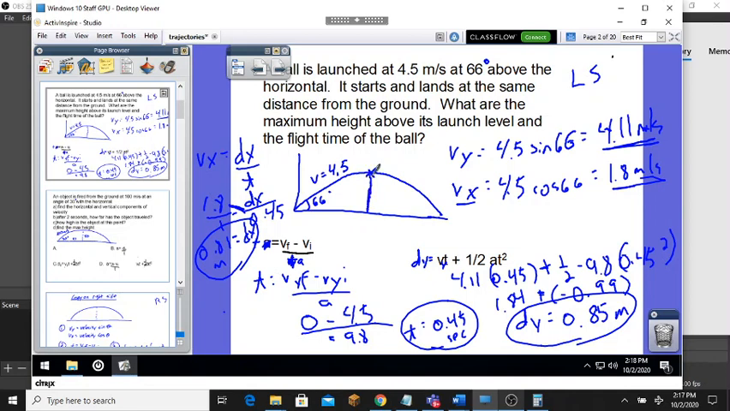How high up did it travel? That's this one right here, dy, equals 0.85 meters. And it also told us the distance from here to here. How far was that? That's this one right here, dx, equals 0.81 meters.